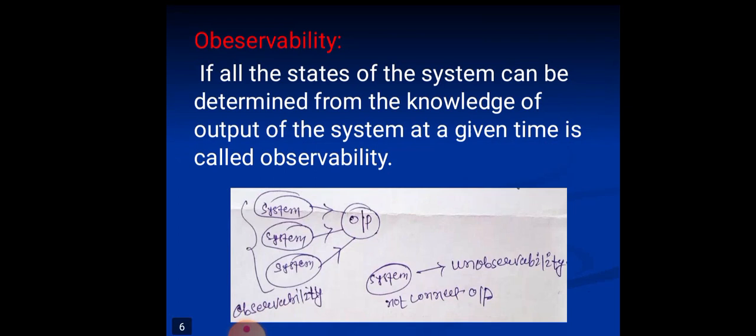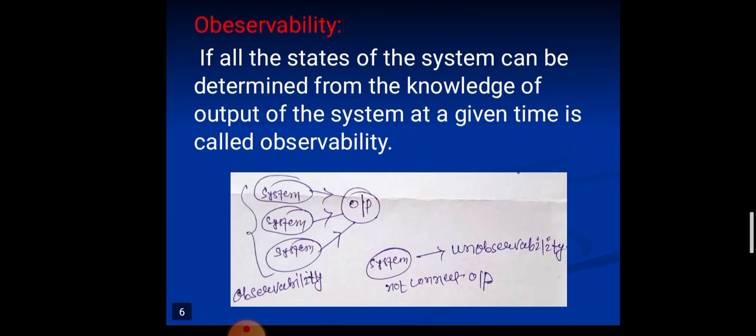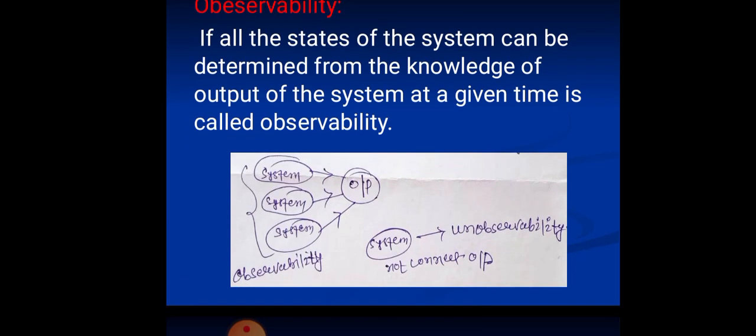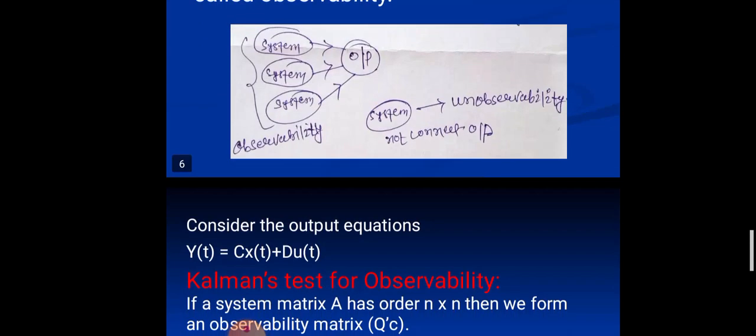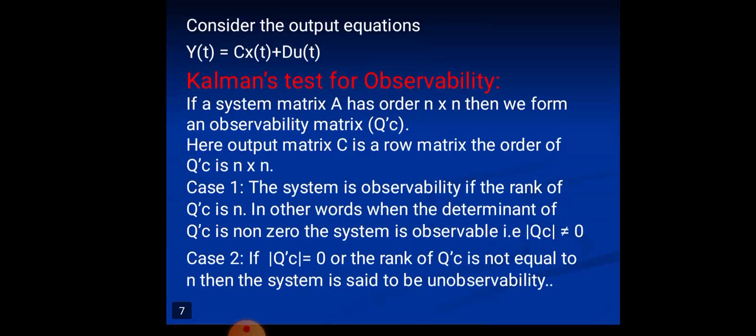Next, observability. If all the states of the system can be determined from the knowledge of the output of the system at a given time, it is called observability. Here all three systems are connected to output, that is called observability, and one system is not connected to output, that is called unobservability of the system. Consider the output equation y(t) equal to Cx(t) plus Du(t).